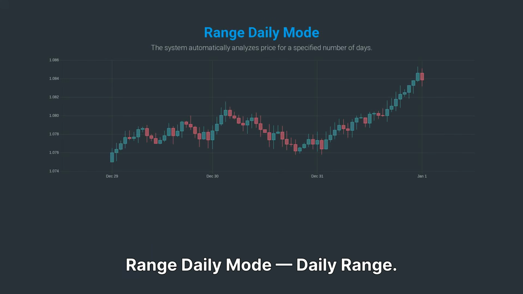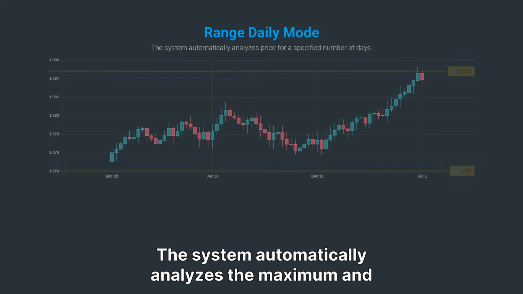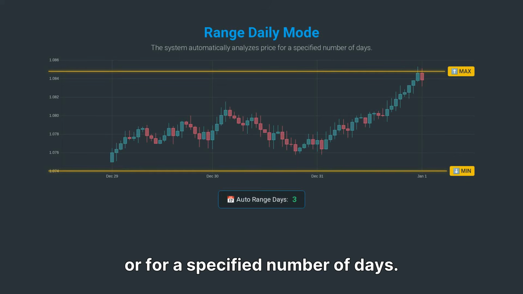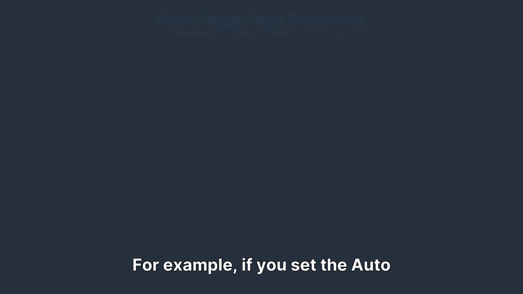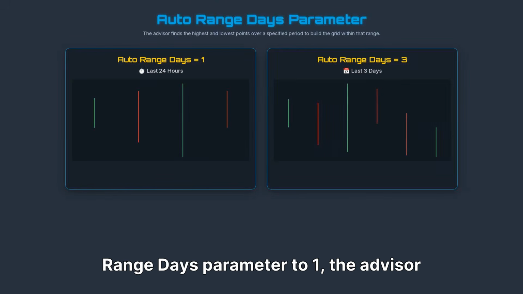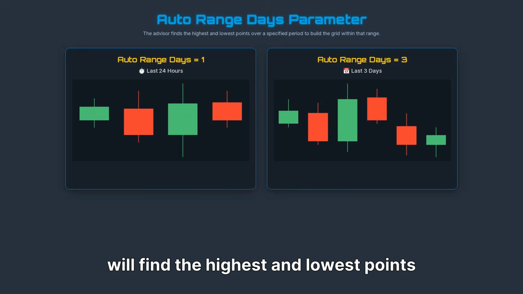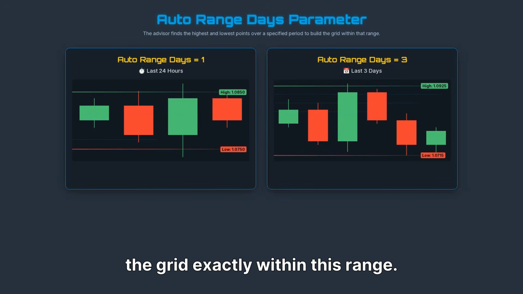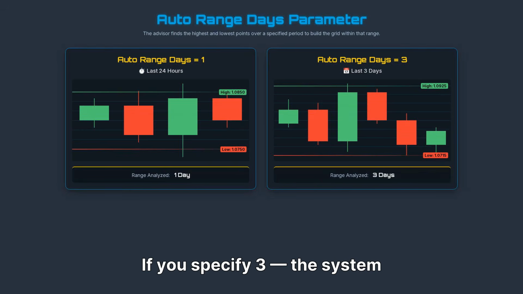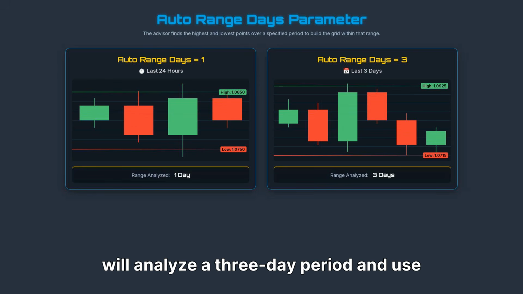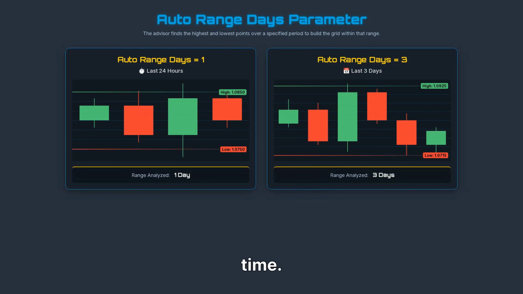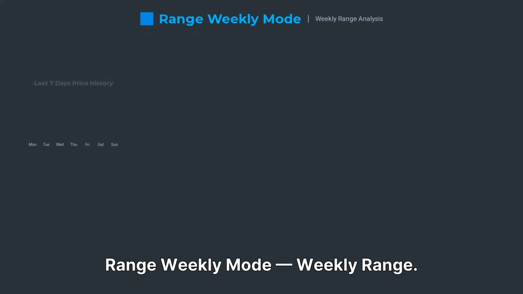Range daily mode, daily range. The system automatically analyzes the maximum and minimum price for the last trading day, or for a specified number of days. For example, if you set the auto range days parameter to 1, the advisor will find the highest and lowest points over the last 24 hours and build the grid exactly within this range. If you specify 3, the system will analyze a 3-day period and use the global price movement boundaries for that time.